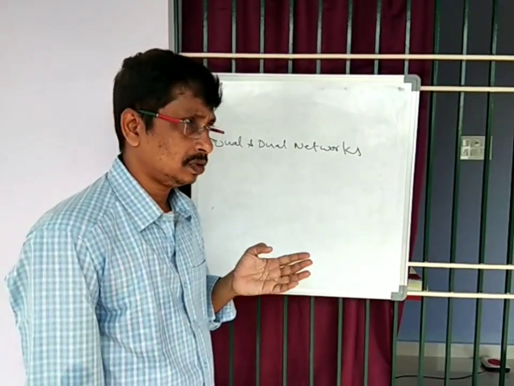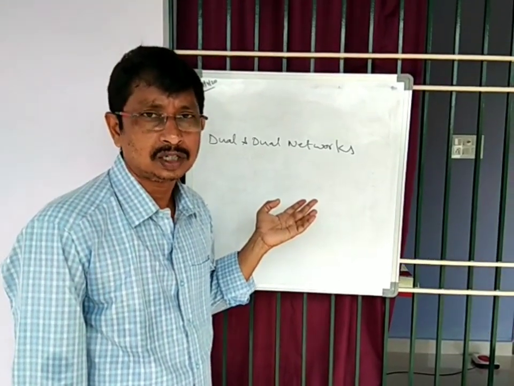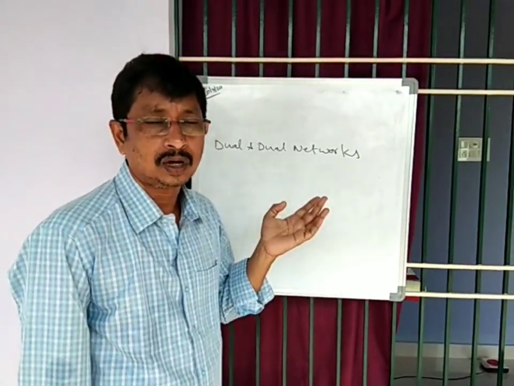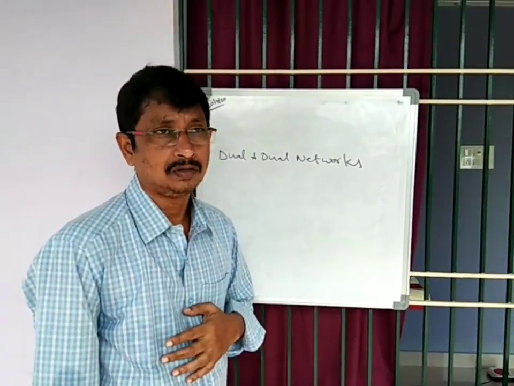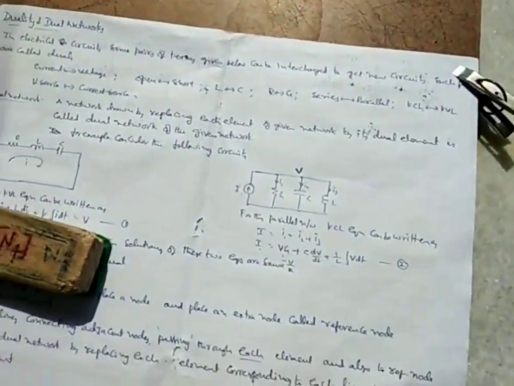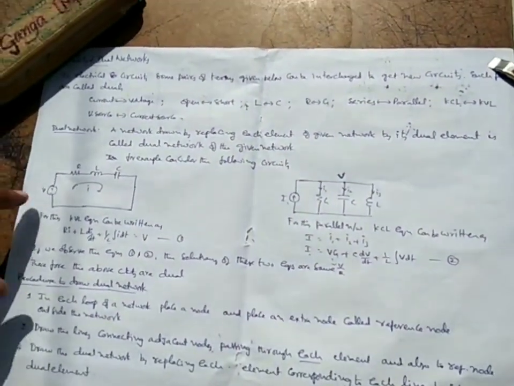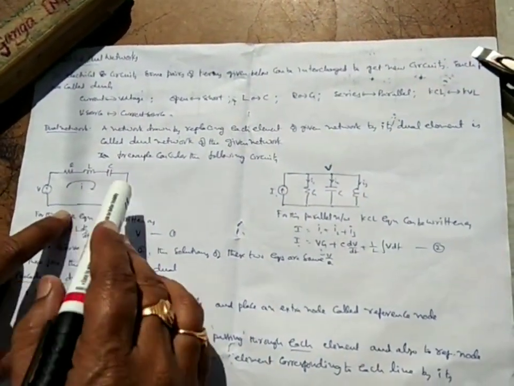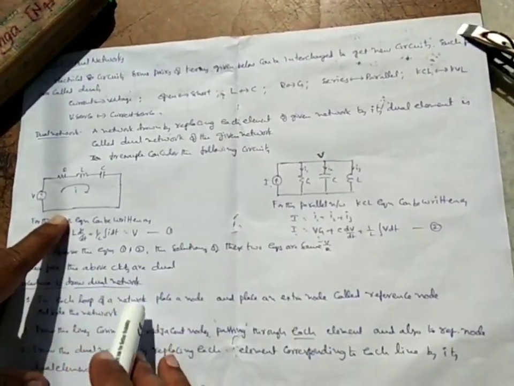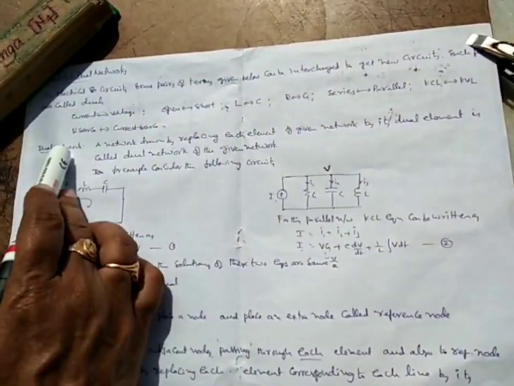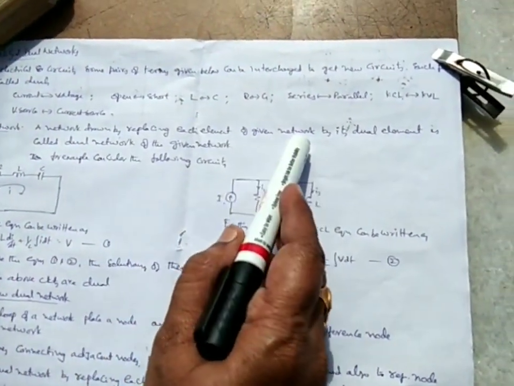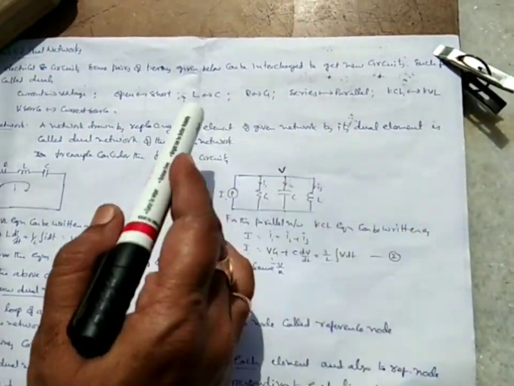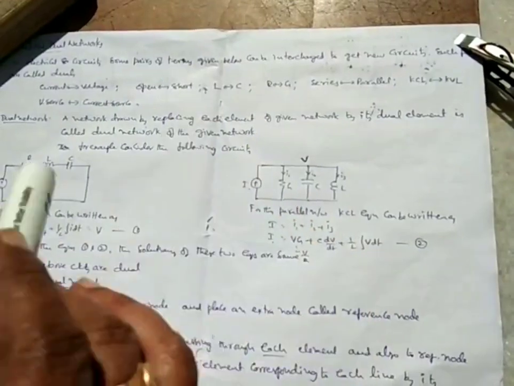This is also used as a circuit reduction technique. If a circuit is complicated, it can be converted into its dual network and then it can be solved. To explain this concept, let us take these two networks. We will examine these two networks. In general, as I said, a dual network means a network drawn by replacing each element of the given network by its dual element. That is called a dual network. Each element is replaced by its dual element.